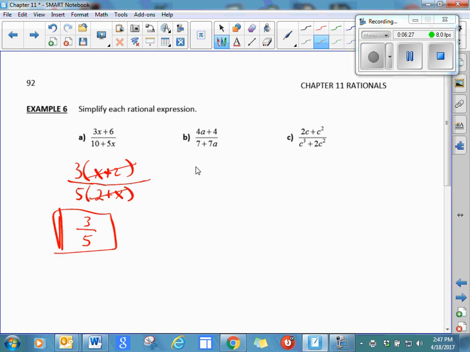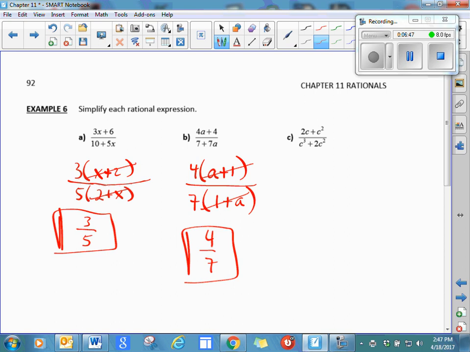Lovely. Next example, same sort of thing. 7 is the GCF, and we have 1 plus a. So you'll notice they're not in the same order, but it's addition, so we can cancel them. They are exactly the same terms in a different order, and our answer is 4 over 7. So these are fairly straightforward. Let me run through one more.